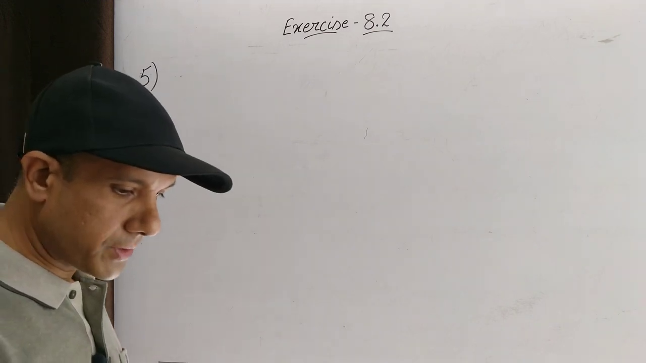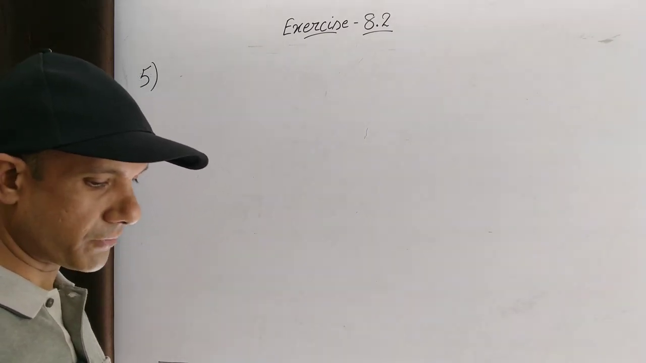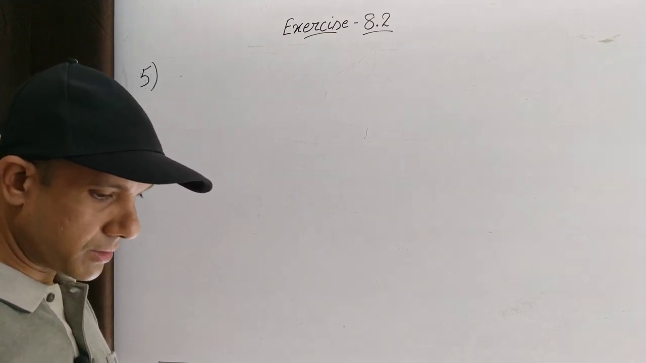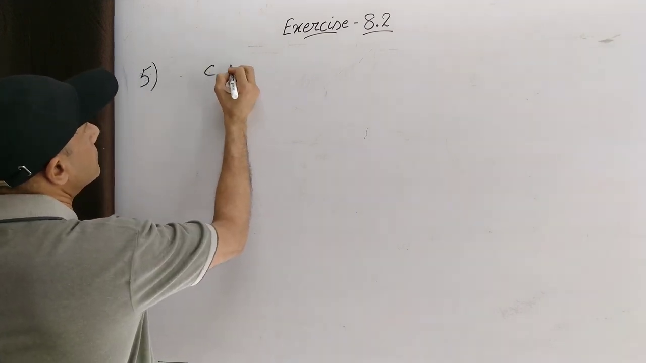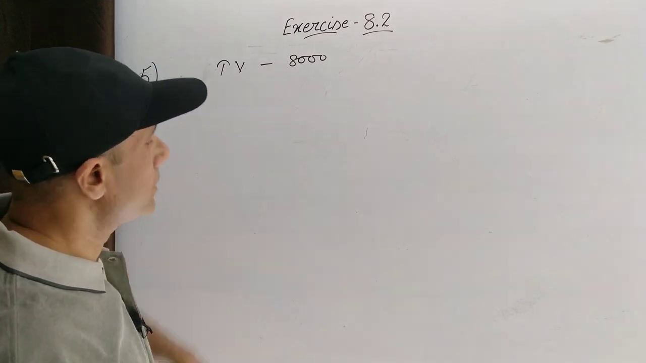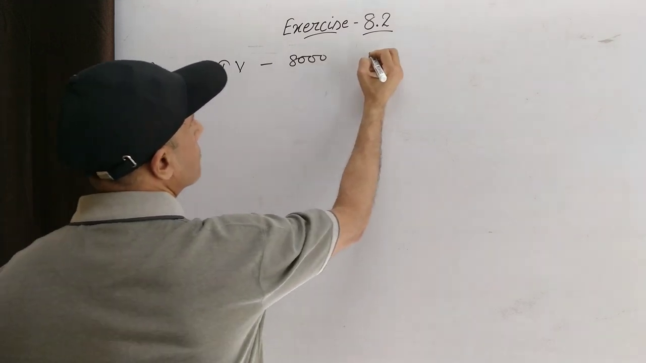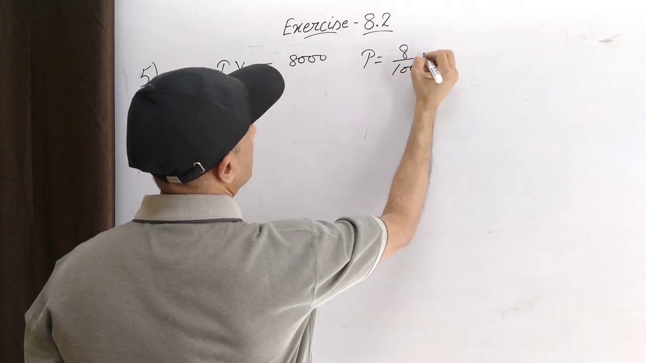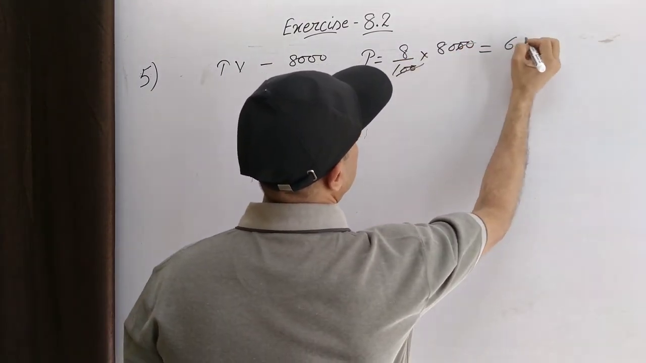Question number 5. A VCR and a TV were bought for rupees 8,000 each. The shopkeeper made a loss of 4% on VCR and profit of 8% on TV. Find the gain or loss percent on the whole transaction. So, cost of TV is 8,000. Now this TV was sold for a profit of 8%. So we get the profit on TV is equal to 8/100 into 8,000. This equals to 640 rupees.